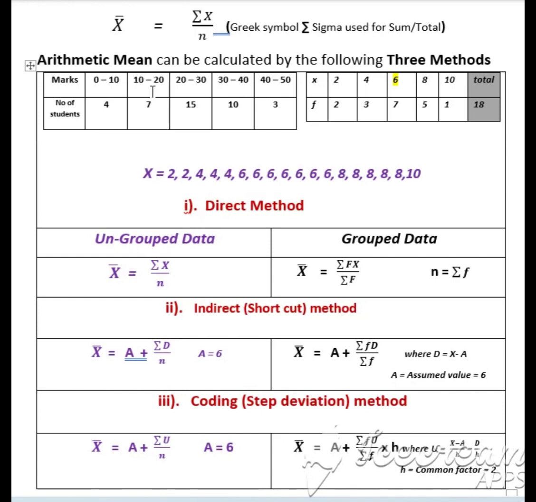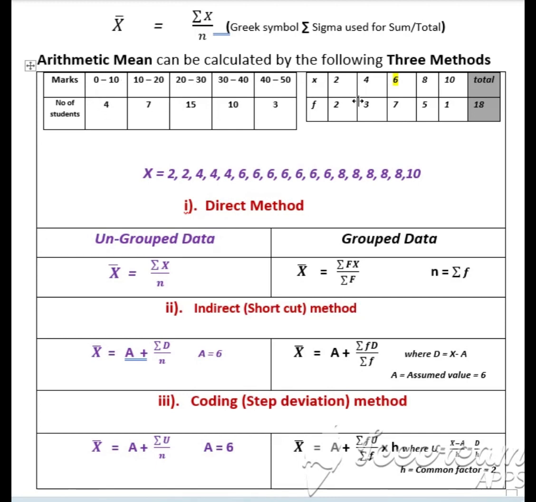Now here is from 10 to 20, you can write the numbers between 10 and 20 here. So it means how many numbers are there between 10 and 20, the frequency is written here. It means 15 students got the marks between 20 and 30. 10 students got the marks between 30 and 40, and 3 students got the marks between 40 and 50, and 4 students got the marks between 0 and 4.